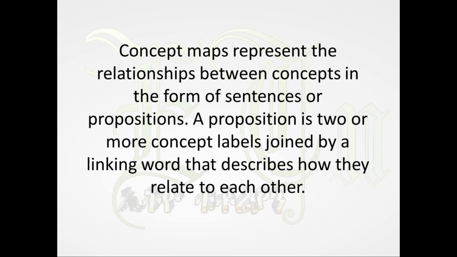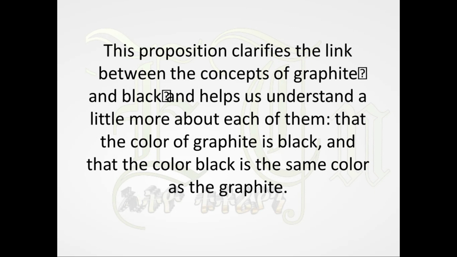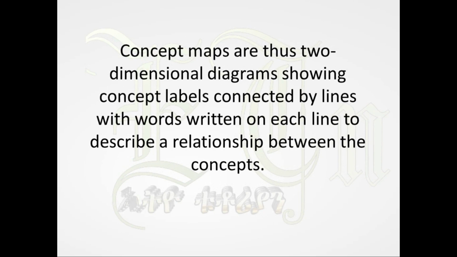A proposition is two or more concept labels joined by a linking word that describes how they relate to each other. This proposition clarifies the link between the concepts of graphite and black, and helps us understand a little more about each of them: that the color of graphite is black, and that the color black is the same color as the graphite. Concept maps are thus two-dimensional diagrams showing concept labels connected by lines with words written on each line to describe a relationship between the concepts.